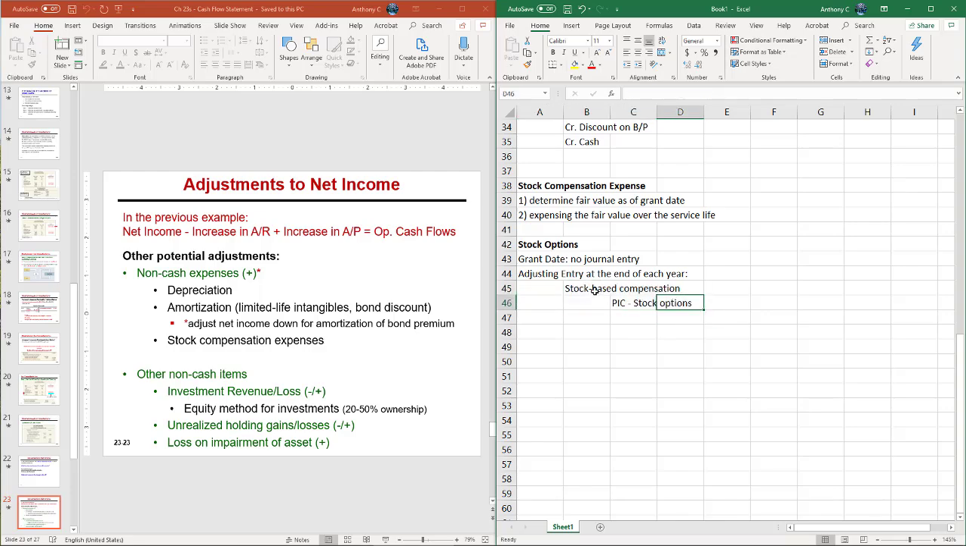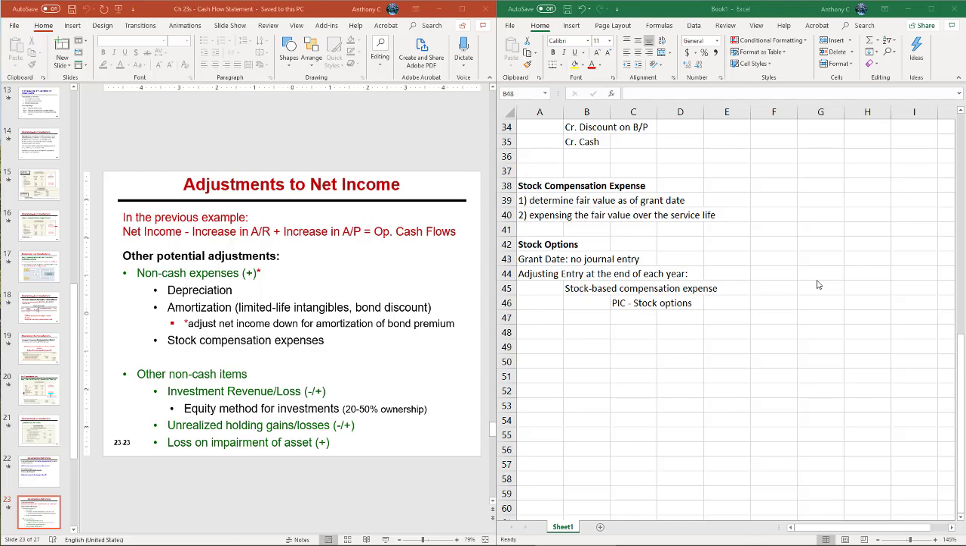So you'll notice here with this journal entry, we've recognized an expense with the debit. With our credit, right, we're not paying any cash. So with the stock-based compensation, since it'll reduce net income, but we're not actually paying cash for it, we're going to add back stock-based compensation expense.